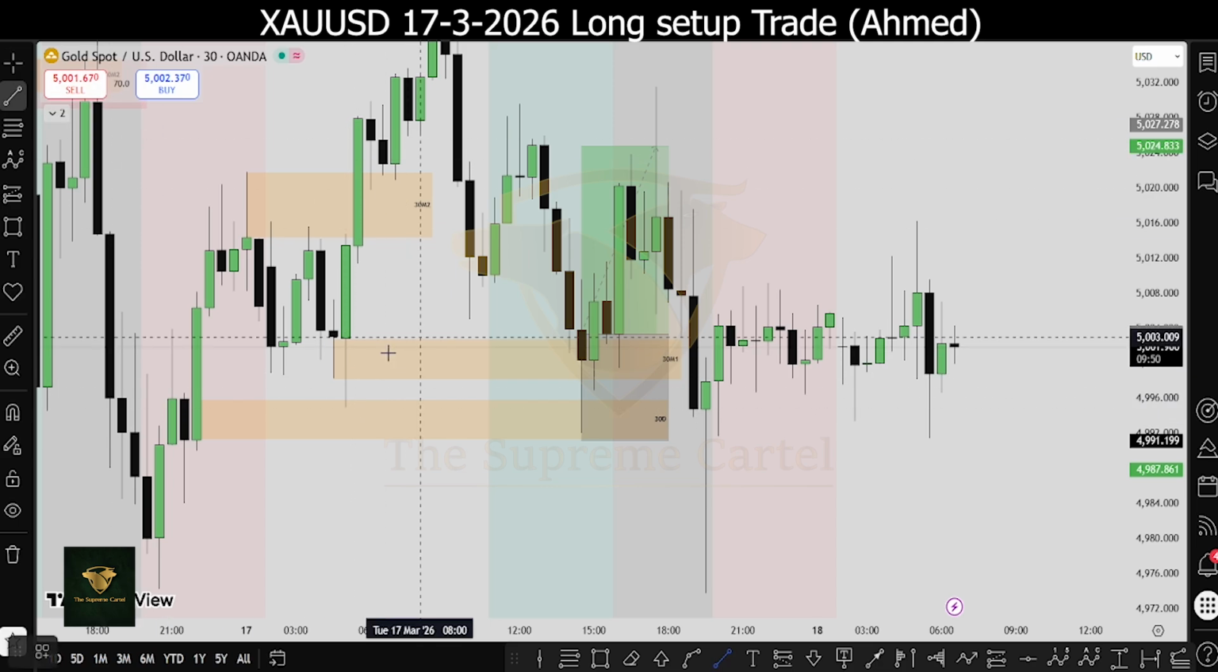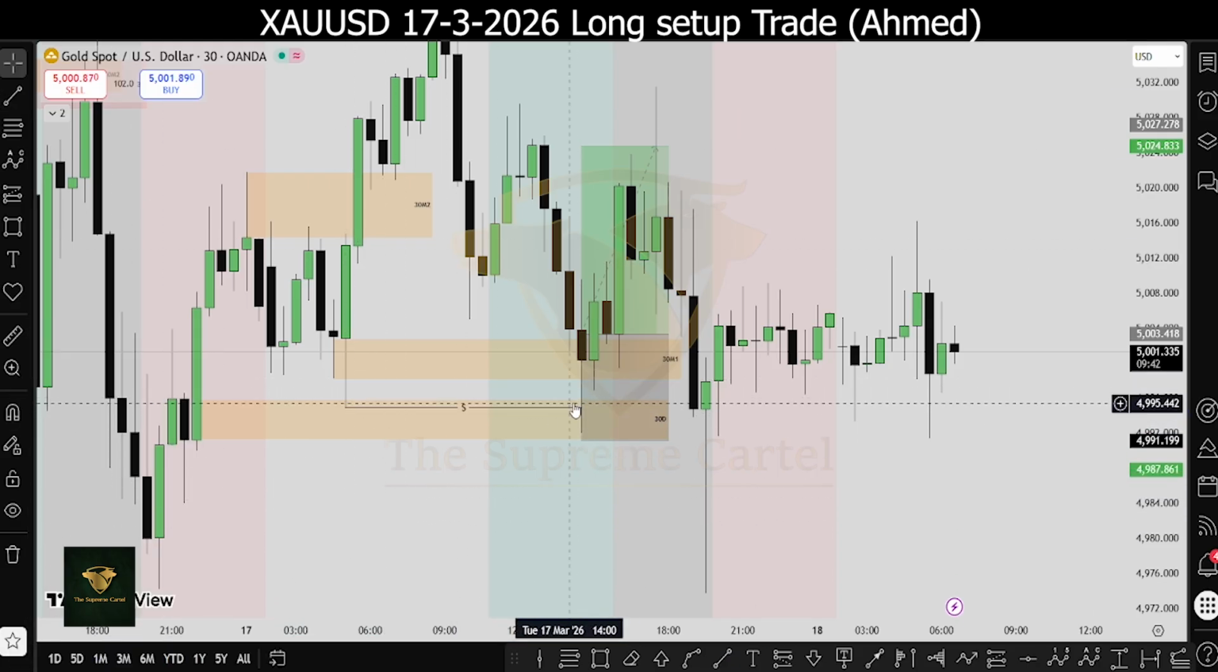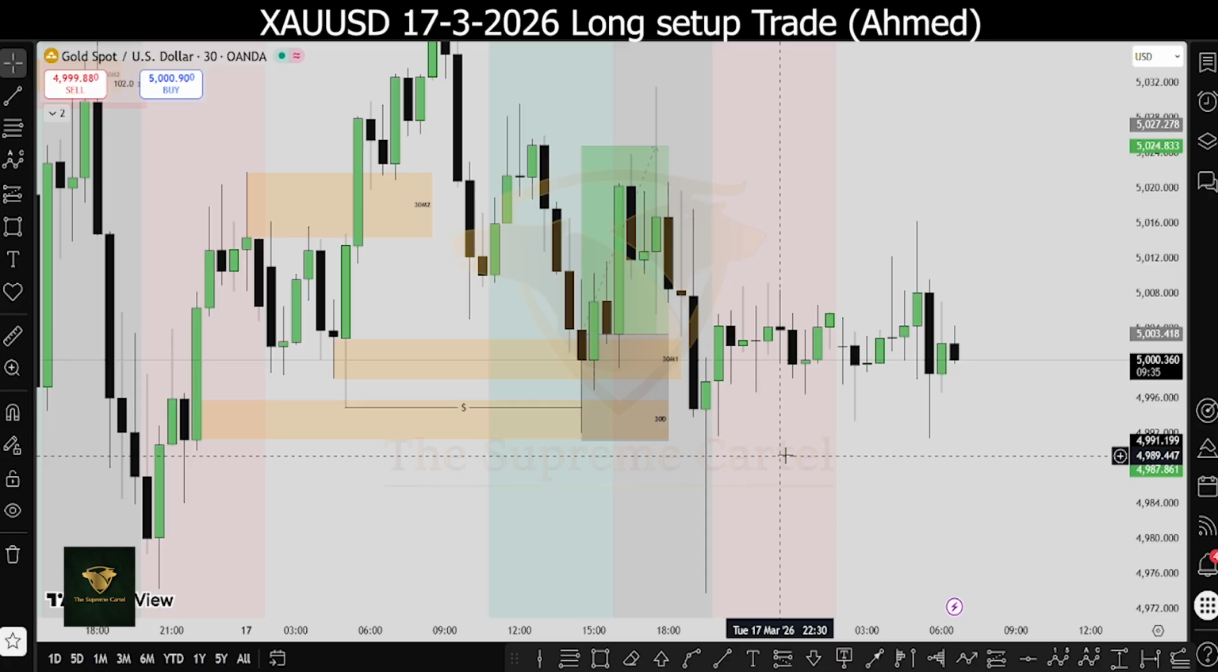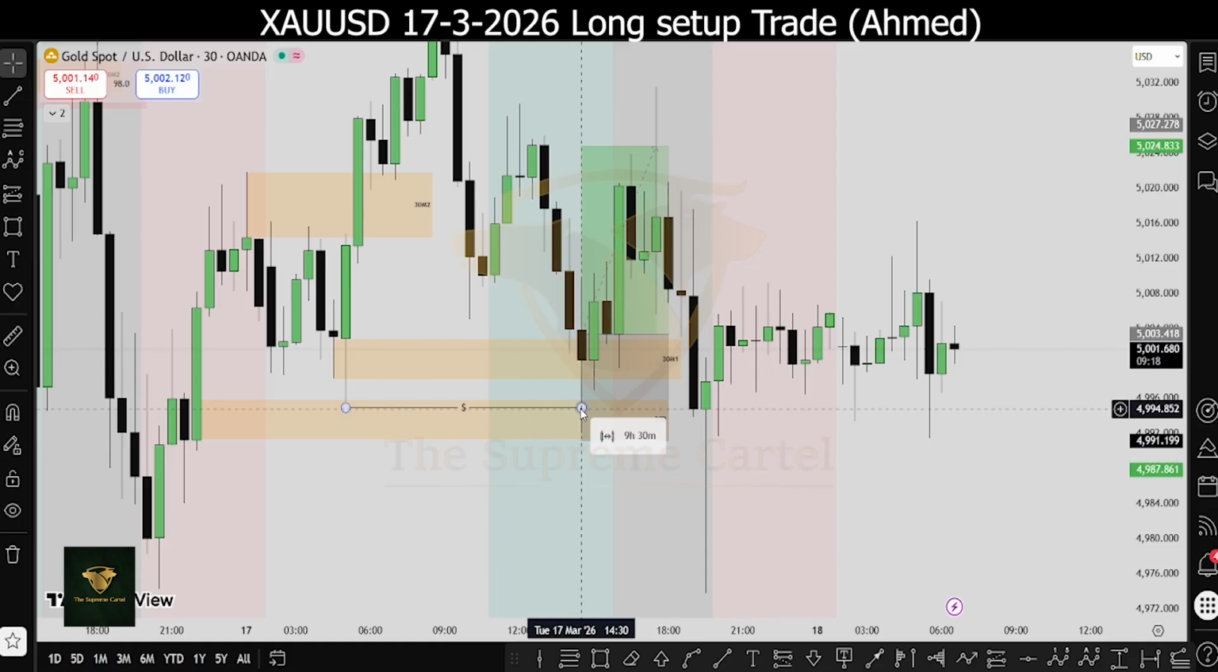So let me draw this low. This was my first confirmation that the price has come and swept the Asian low. Now I'm looking for another confirmation. My bias was buys, so as soon as it got to this key level I was ready to buy, but I was waiting for another confirmation, another confluence. So what I did, I opened order flow charts.